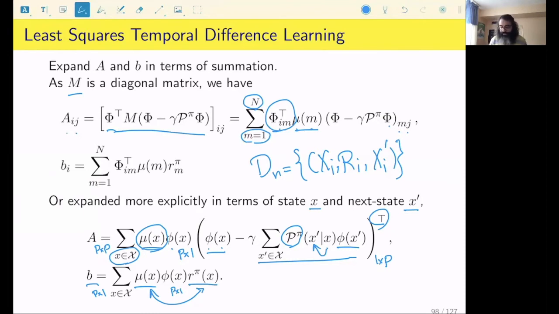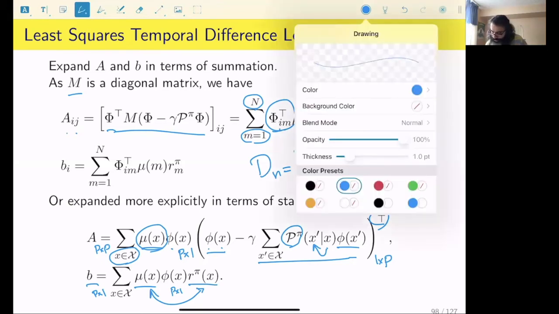So what do we need in order to form an empirical version of A, say? We can get a single sample, I guess it's a Monte Carlo estimate of A, right? Using D_n, or sorry, using one tuple from D_n. Okay, so that's good. So let's try to write it.